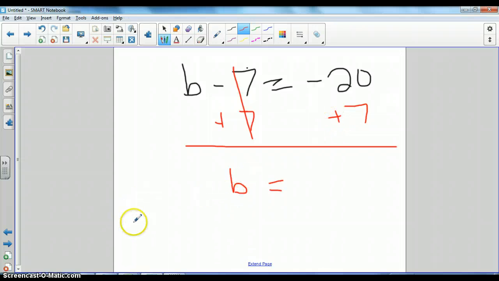So if you think about a number line, you're over here. Remember we talked about the number line at negative 20, and you're adding positive 7. 1, 2, 3, 4, 5, 6, 7. Okay, so this would be negative 19, negative 18, negative 17, negative 16, negative 15, negative 14, negative 13 is your answer.